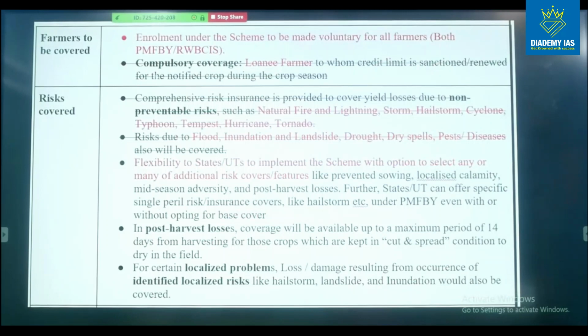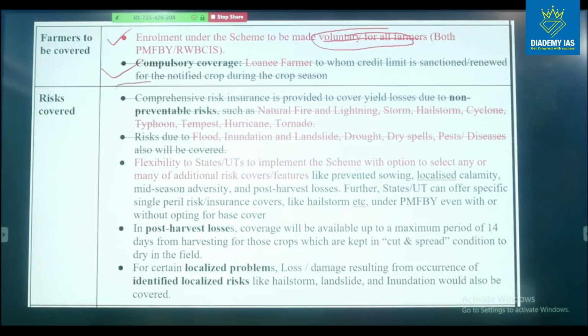Now please see this. Earlier it was compulsory for the loanee farmers, now enrollment under the scheme to be made voluntary for all. Now this is voluntary for all. Now there is one more change.